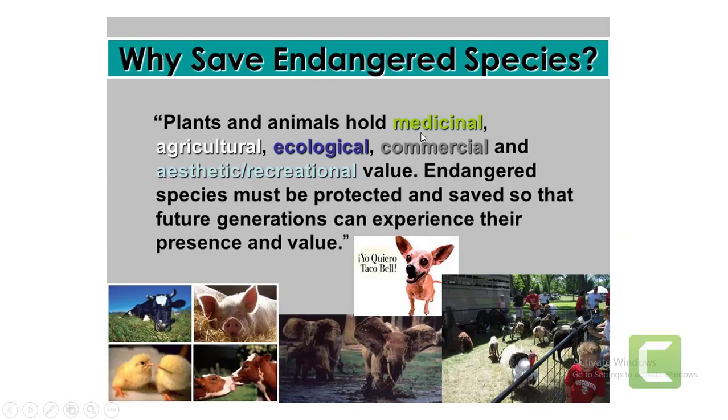So why save endangered species? Plants and animals hold medicinal, agricultural, ecological, commercial, and aesthetic recreational value. So endangered species must be protected and saved so that future generations can experience their presence and value. If we can protect these endangered species, it means that our children can see that kind of animal, that kind of organism.